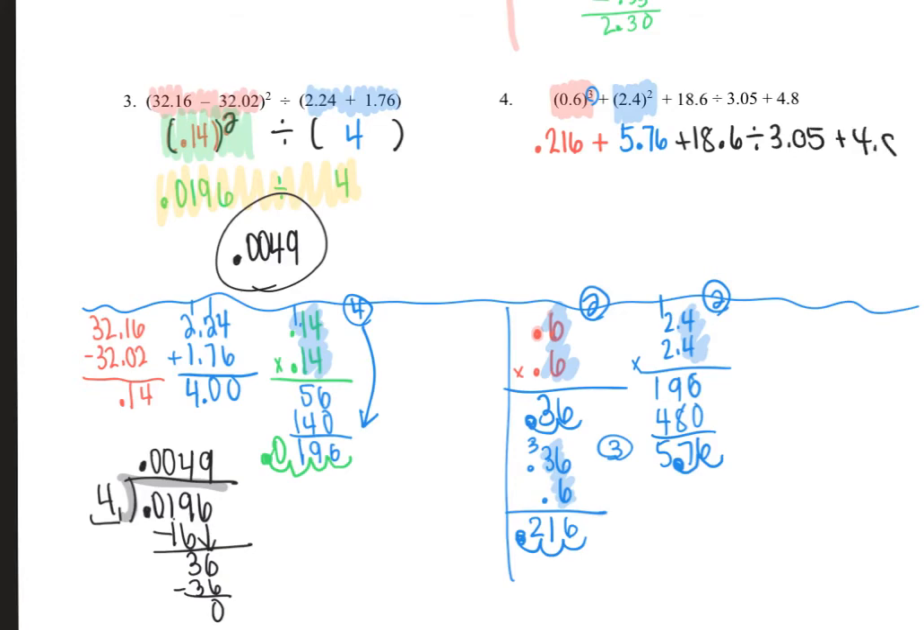And I want to see what I have to do next. I'm done with my exponents. I have addition 3 times, and I have division. Multiplication and division comes next. So I have to go in the middle here and do this division.